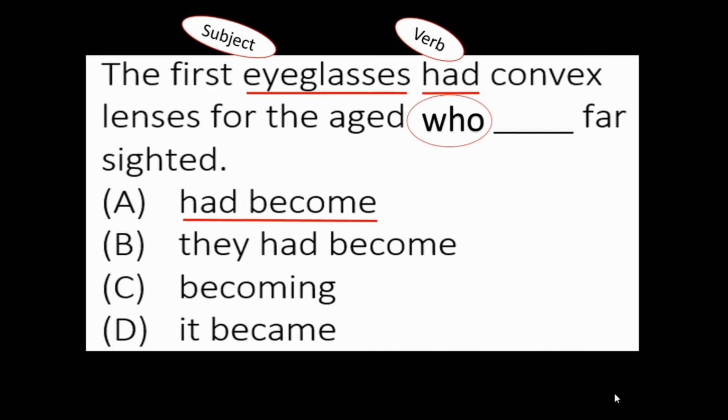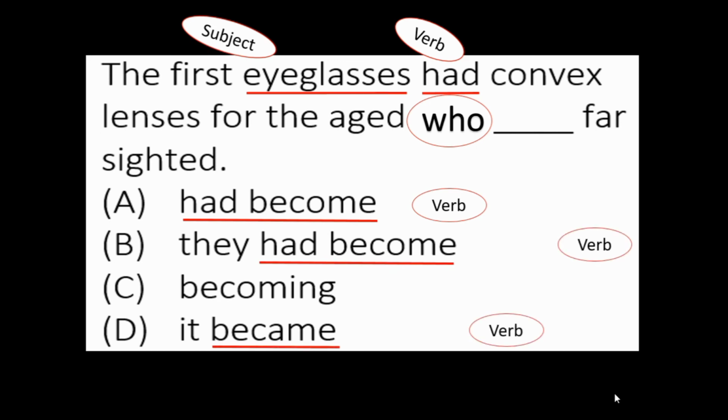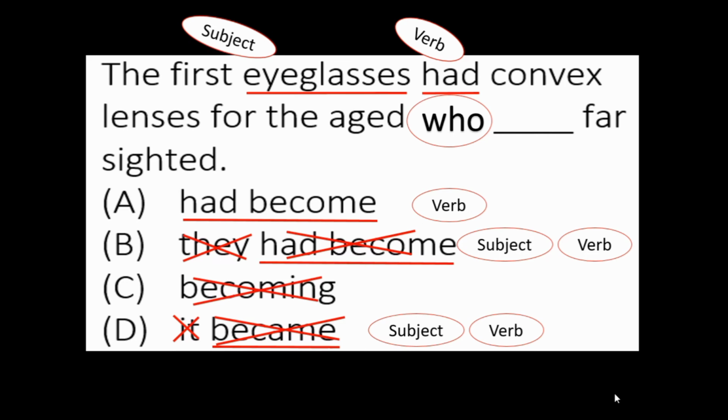Became is also a verb. The answer B has the subject they, while we only need a verb to follow the connector who. Therefore, it is incorrect. The answer D also has the subject it. This answer is also incorrect. The C option is incorrect because it doesn't even have a verb. The correct answer is A.